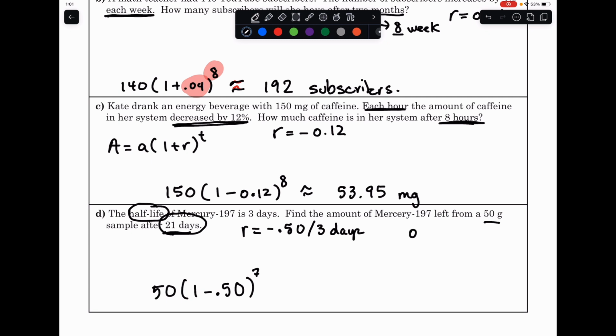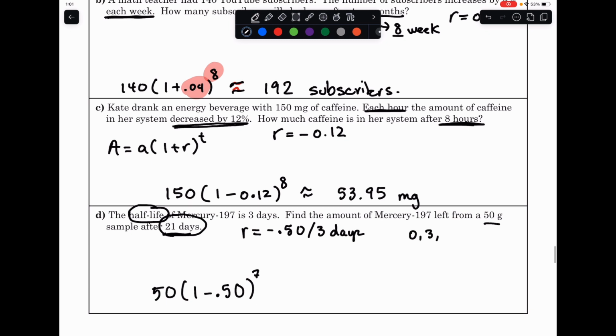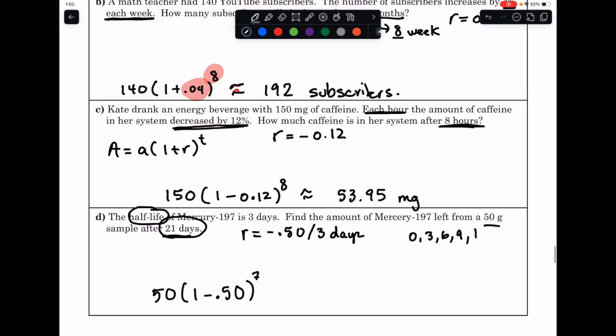So at 0 days, there's no decrease. In 3 days, it's going to decrease 50%. And not until the next 3 days, which is on day 6, is it going to decrease another 50%. And then not until day 9 will it decrease another 50%, and so on. So not until day 12, 15, 18, 21, 24, and 27 is it going to decrease again by 50%. And since we want to get to 21 days, we don't need the later ones.